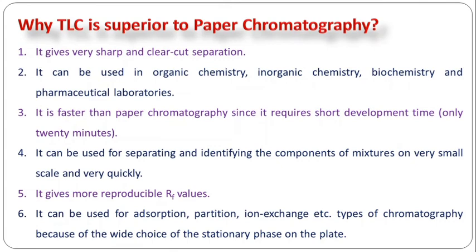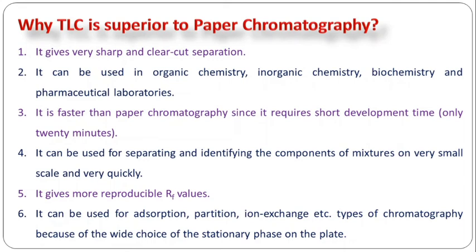Just as we have seen in the types of chromatography, there are 4 types. If small particles of silica gel and alumina are used, it is called adsorption type of chromatography. But if we are using cellulose, then the adsorbed water acts as the stationary phase, and that is called partition type of chromatography.